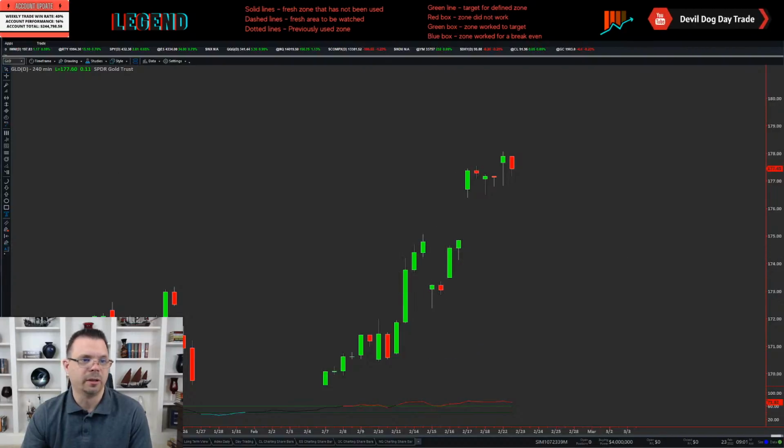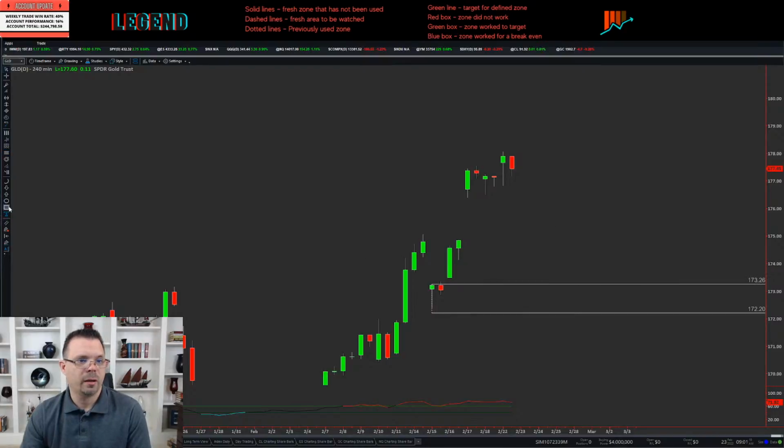So this actually is a picture perfect zone, and in this case that shows us that we should use the bottom part of this. So I'm going to go ahead and label this here as a trade we would take.